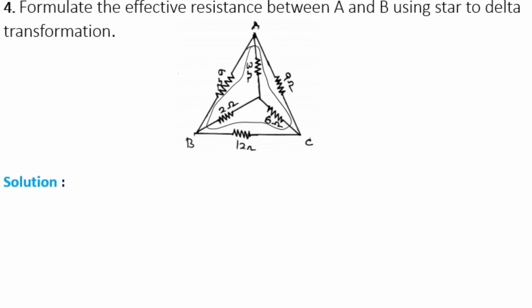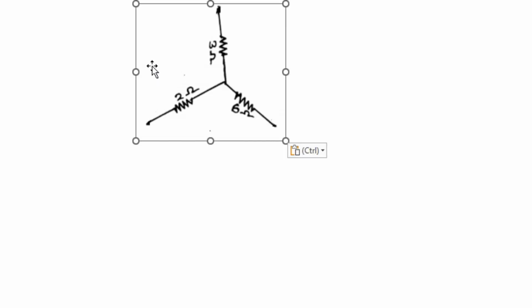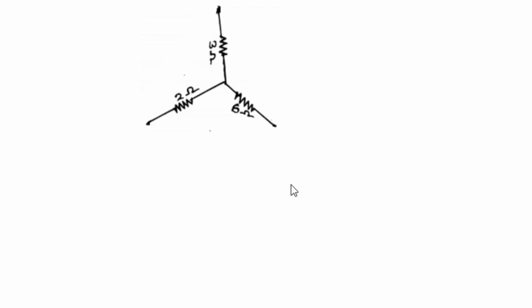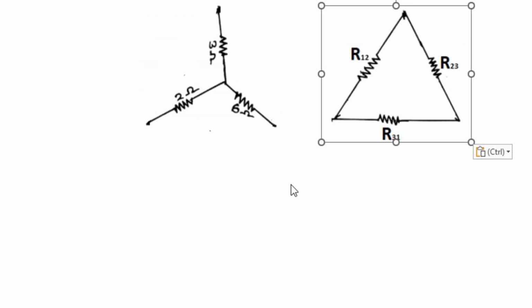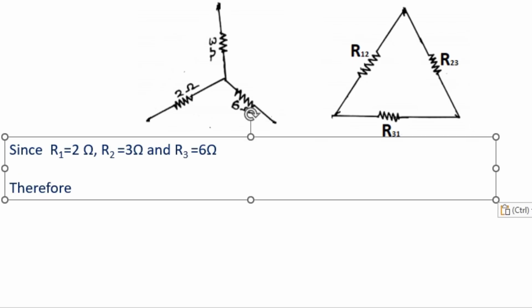The three resistances in a star connection can be converted into a delta, where R1 equals 2 ohms, R2 equals 3 ohms and R3 equals 6 ohms.